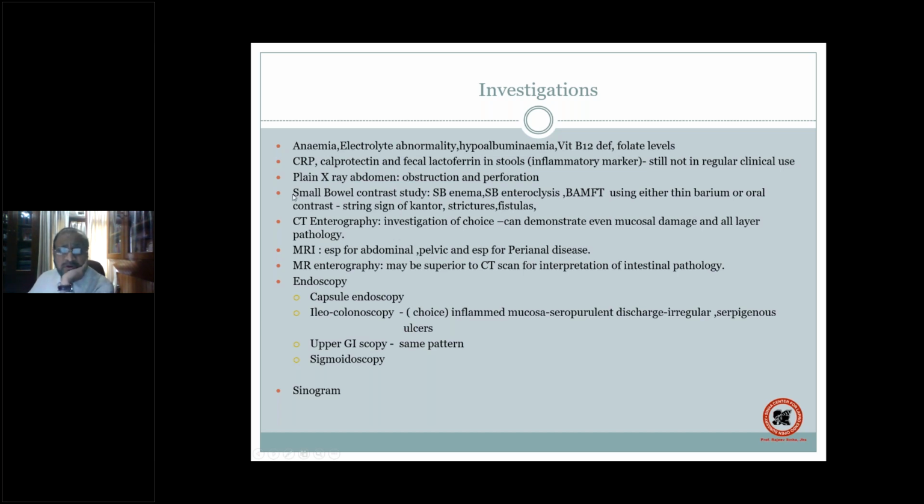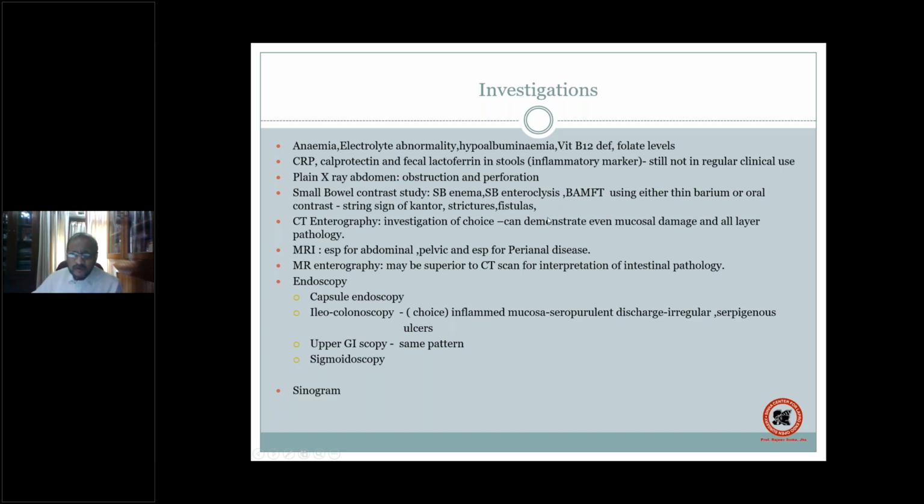What helps you, which is perhaps one of the most important investigations, is a small bowel contrast study, which we were referring to when we talked about the investigation in general. If you look at the small bowel contrast study, it could be a small bowel enema, it could be small bowel enteroclysis, it could be a barium follow through, and what could be used, either thin barium or an oral contrast. And what are we looking for? I'm not going to go into the details, just to mention what we are looking for. Number one, you're looking for the string sign of Kantor, you're looking for the cobblestone appearance, you're looking for strictures, you're looking for fistulas. All these signs could be found in these patients.